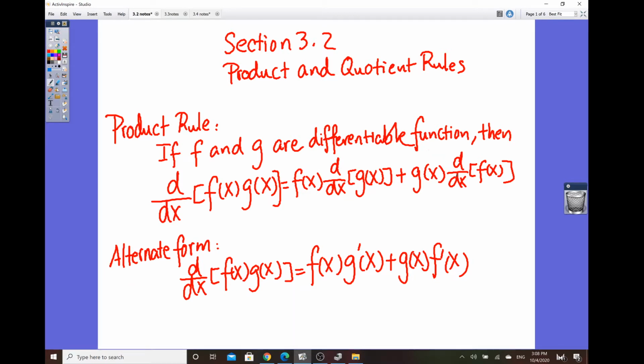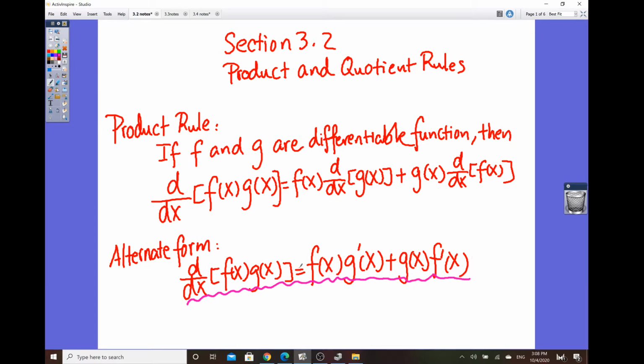So d over dx is called the derivative, or differentiating g of x, differentiating f of x. The alternate form is the derivative of f of x times g of x with the brackets, so that equals f of x times g prime of x plus g of x times f prime of x. I think the alternate form is easier to recognize because this one shows you what you need to do.